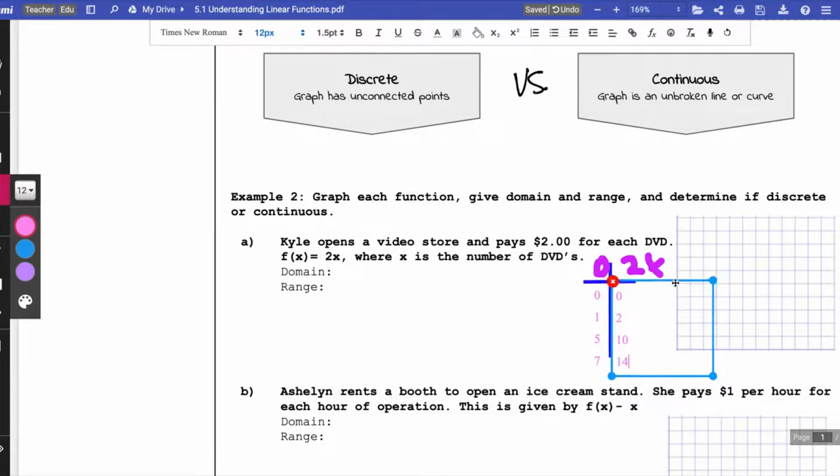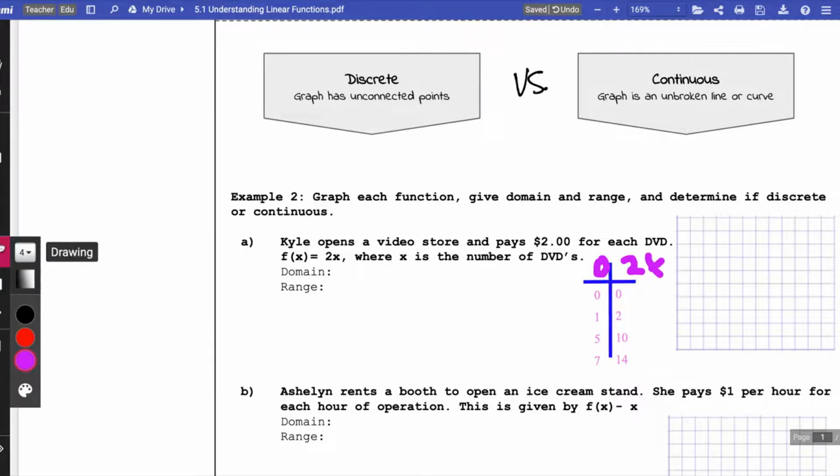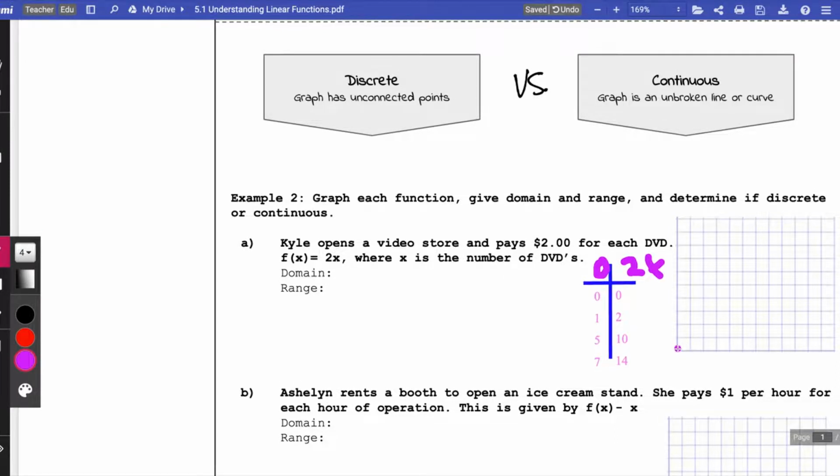If you think about it, this equation actually represents how much he's paying for a DVD. So if he buys 0 DVDs, then yeah, it's going to make sense. He's going to pay 0 money. If you buy no DVDs, you don't pay anything. If you buy 1 DVD, though, each DVD is $2, then yeah, you are going to have to spend $2. If you buy 5 DVDs, 1, 2, 3, 4, 5, then you're going to have to spend $10.